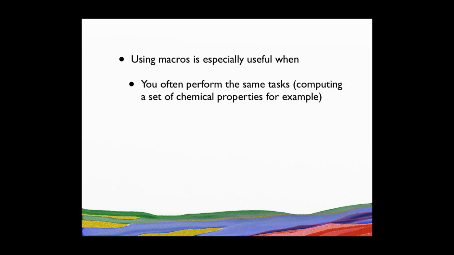I would say that macro is really useful when you always perform the same complicated task, or simple tasks that you are always using, and it costs sometimes to define the dialogues and so on. For example, computing a set of chemical properties is a very common example. If you are always using molecular weight, cLogP, cLogS, and so on, it's maybe worth doing a macro that does that at once.